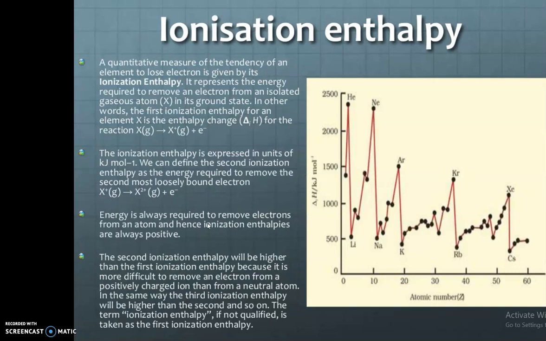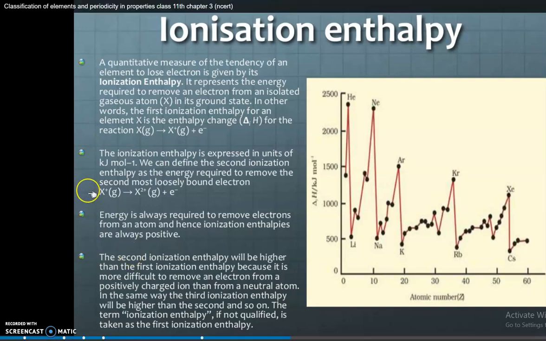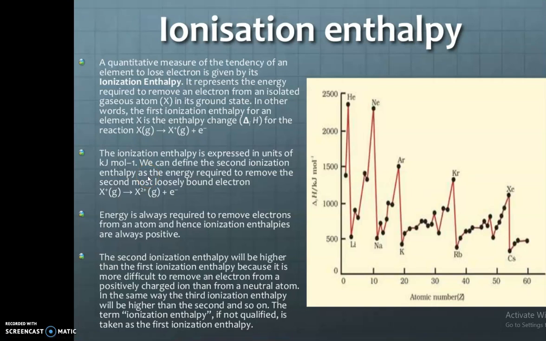Next one is very important, ionization enthalpy. So you should know the definition of ionization enthalpy. It's a quantitative measure. The tendency of an element to lose an electron is given by its ionization enthalpy. It is the amount of energy required to remove the most loosely bound valence electron from an atom. Its unit is kilojoule per mole. So there is first ionization enthalpy, second ionization enthalpy, third ionization enthalpy, etc.